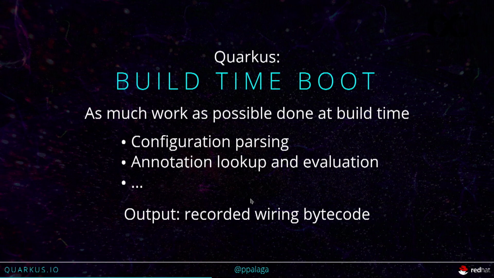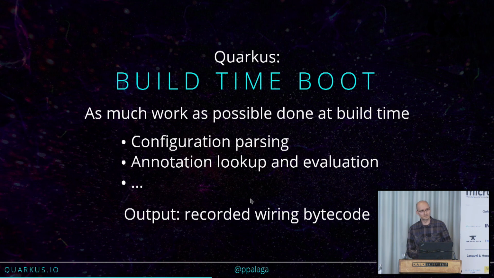And the main trick Quarkus implements is to do as much of those things as possible at build time. So all those annotation lookups and evaluation and XML parsers are executed at build time and are recorded and output in the form of bytecode into the optimized jar. And that code is then executed at runtime.